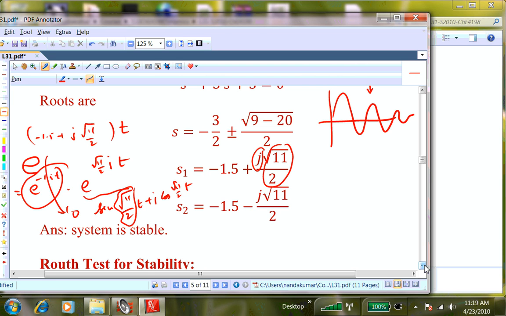11 over 2, right. Sine omega, that would be a 2 pi factor. That's why I said it's related to that. So it's sine of 2 pi omega t. If you write it like that, then omega would be the frequency there.